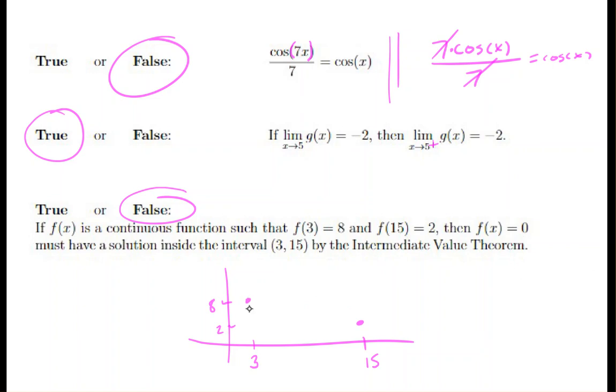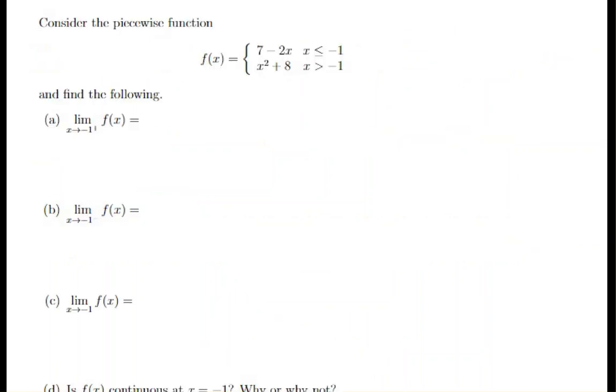All we're guaranteed by the IVT is that it goes through these values. It might go through more, but we're not guaranteed that. For instance, IVT only tells you that it must pass through all values between 2 and 8. So that's false.